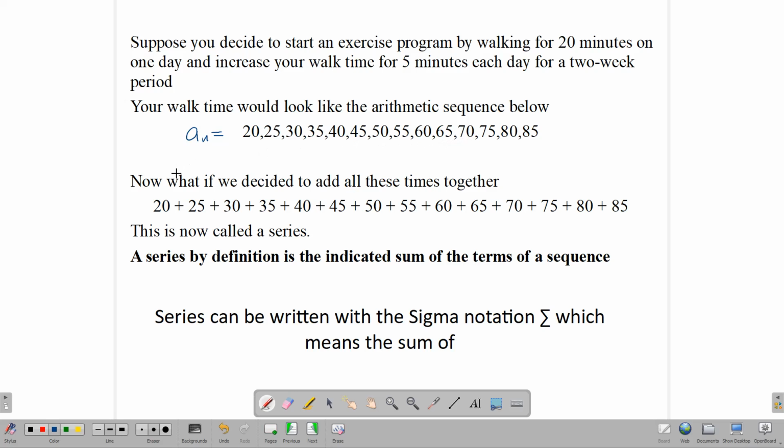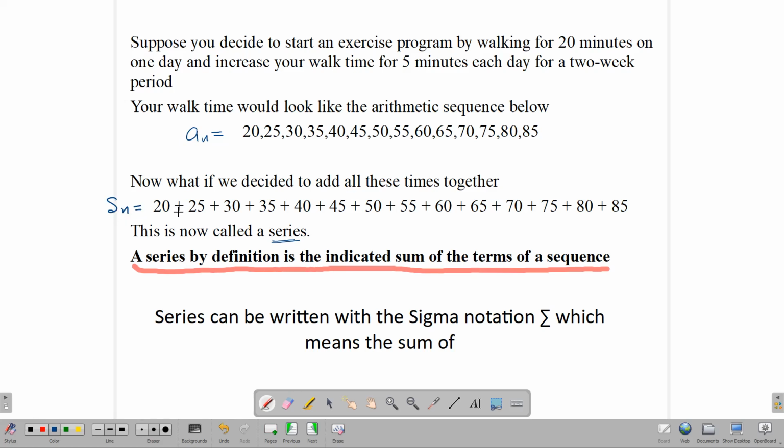Now, what if we want to find how much time we spent walking and decide to add these times together? Now we have 20 plus 25 plus 30 plus 35 all the way up to 85. And this now becomes what we call a series. A series, by definition, is the indicated sum of the terms of a sequence. So we may have a sequence a_n equal to 20, 25, 30, etc. up to 85, and what we want to do now is add them together. And when we're adding them together, we call it a series.